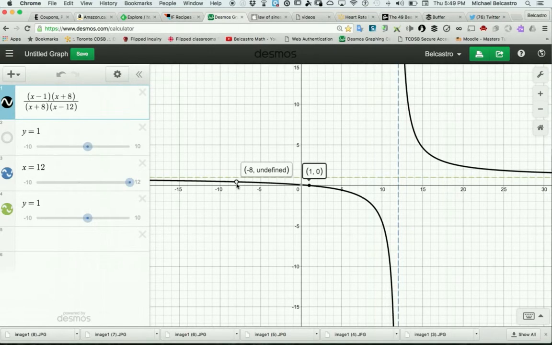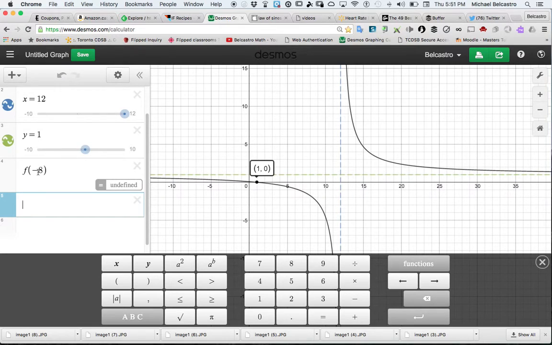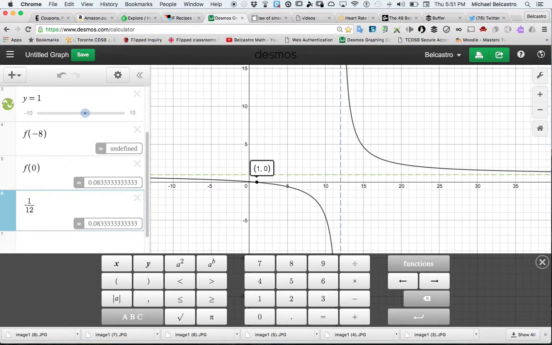Negative 8 is an undefined hole at that part of the function. I named the function f of x. You'll notice when I plug negative 8 in for x, it says it's undefined. This program is also a calculator. Remember, f of 0, where our y-intercept should be, equals 0.0833, which is 1 over 12, right? That's the exact same value. So that was where our y-intercept is. We said it would be there.